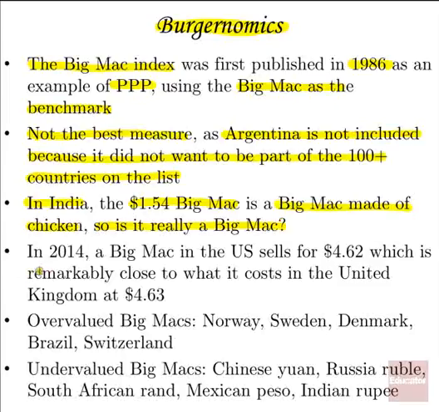And this is the data that was found here. In 2014, a Big Mac in the US sold for $4.62, which is remarkably close to what it costs in the United Kingdom at $4.63. So again, what the purchasing power parity theory says is that that's about right.